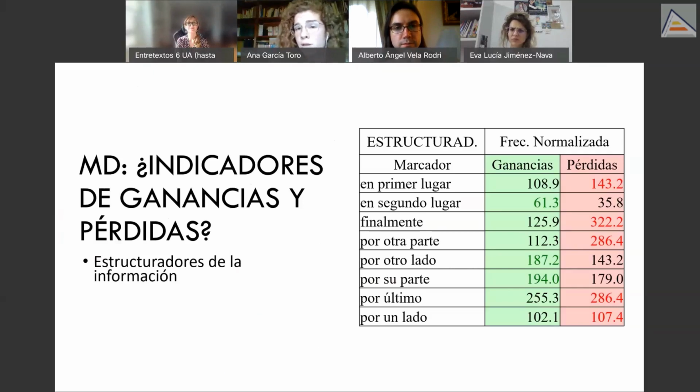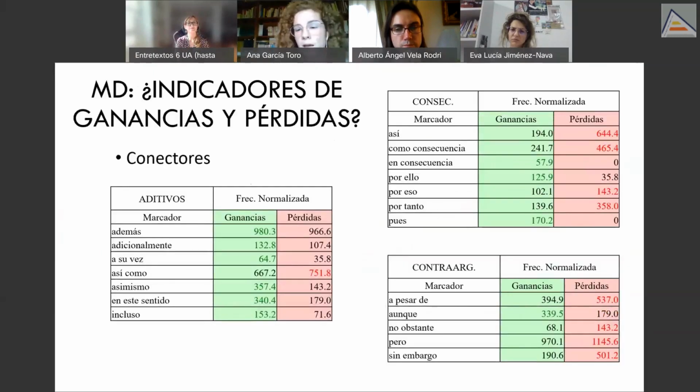Lo que sí vemos es una tendencia de estos marcadores en las empresas con pérdidas a iniciar una argumentación lógica en primer lugar, pero luego no seguirla con el segundo lugar, sino con otros elementos como por otra parte o por otro lado. En las empresas con ganancias esta tendencia no es tan considerable. En cuanto a los conectores, es importante centrarnos en cada tipo. Los aditivos son más frecuentes en las empresas con ganancias, y esto cabría esperar porque estas empresas pretenden hacer avanzar la argumentación, avanzar temáticamente el discurso y presentar los buenos resultados, es decir, pasar de un argumento a otro porque son buenos.